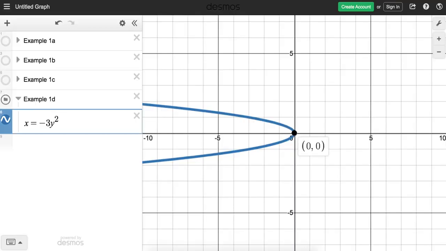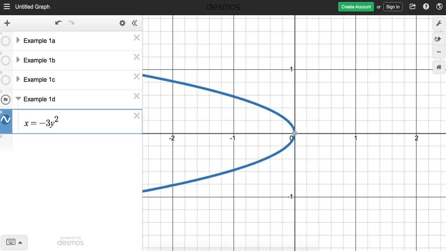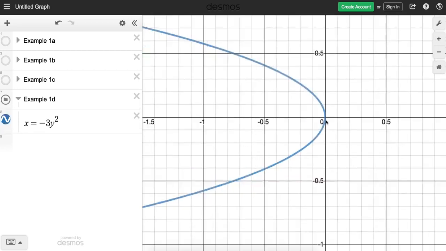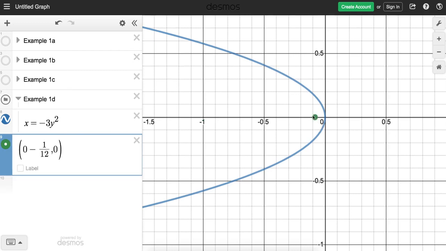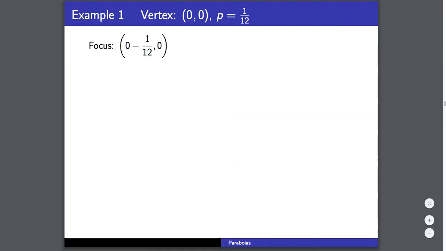So our focus point, remember, is always inside of our parabola. For our focus point, we want to take this vertex, and we want to go 1/12 of a unit to the left, which means we want to start with our vertex at 0, 0. And if we're going 1/12 of a unit to the left, we want to subtract 1/12 from our x-coordinate of our vertex. So here's our focus point at -1/12 and 0.